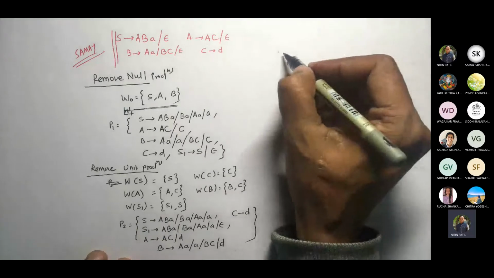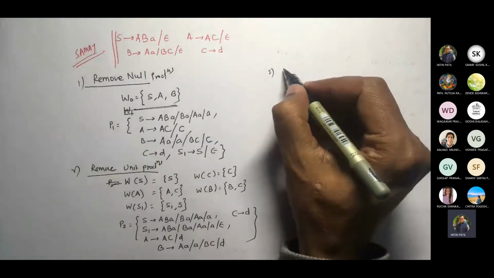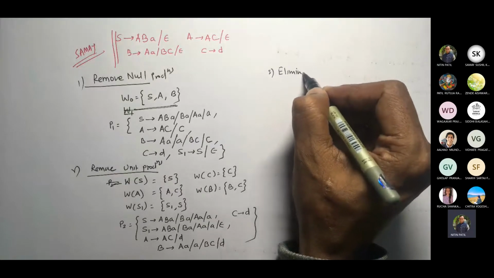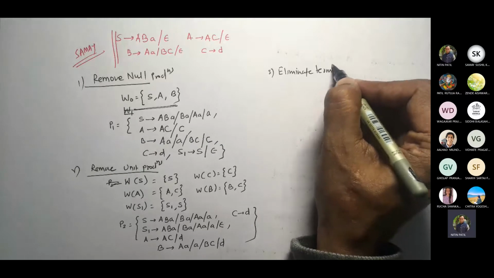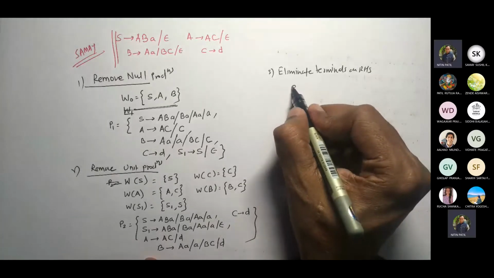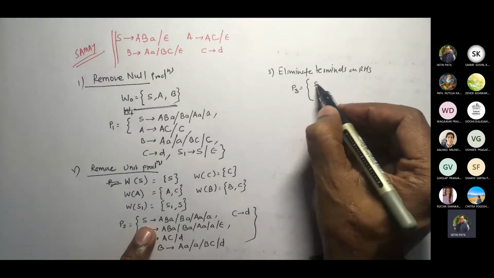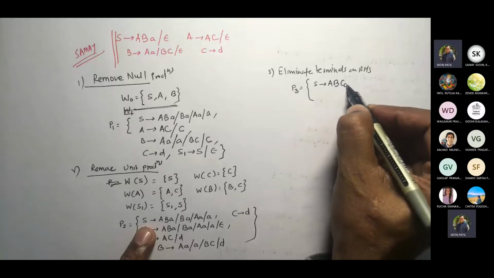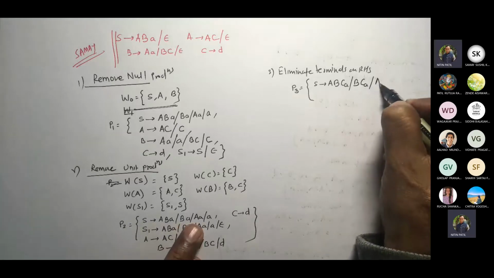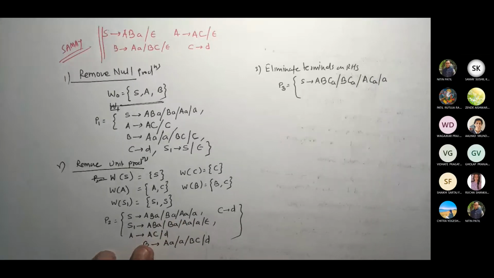Okay, now this is the first step, this is the second step, let us write the third. What would be third? Eliminate terminals on RHS for this production set. So what would be P3? So I will start writing: S gives A, B, C, A. S gives B, C, A, C, A. Am I right? Am I on the right track?